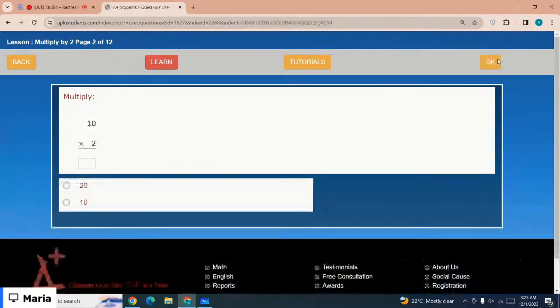The next one is 2 times 10. 2 times 10 equals, yes, that is 20. The correct option is 20. 2 times 10 equals 20.